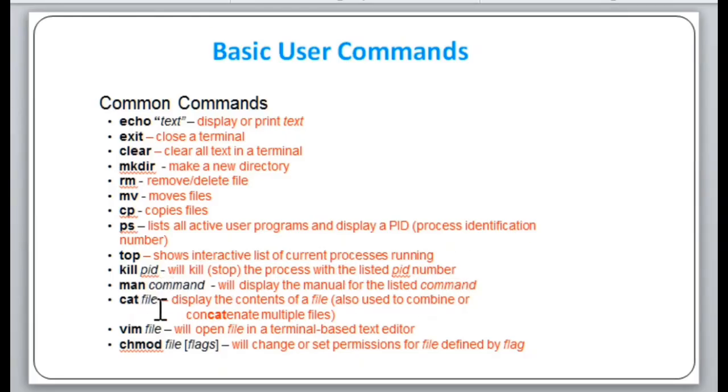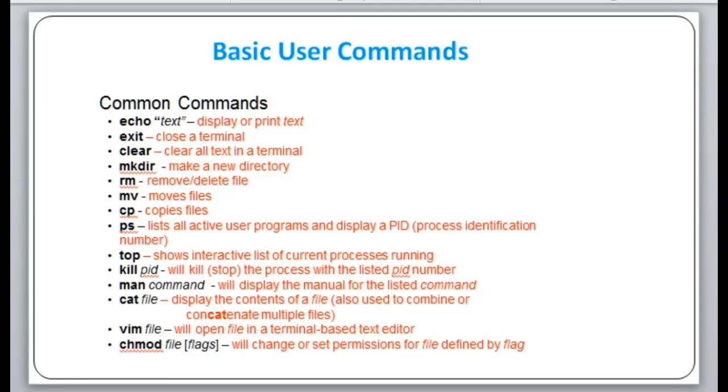We also have cat, which will display the contents of a file, also used to combine or concatenate multiple files. And you'll see here in this word, concatenate, that's where cat comes from, C-A-T, okay? And then next we have vim, which will open a terminal-based text editor, okay? Vim stands for VI improved. And then the last one we have is chmod, okay? And this will change or set permissions to a file defined by the flag that you give it. And we'll go into discussion in later sessions about permissions and files and all that, okay?